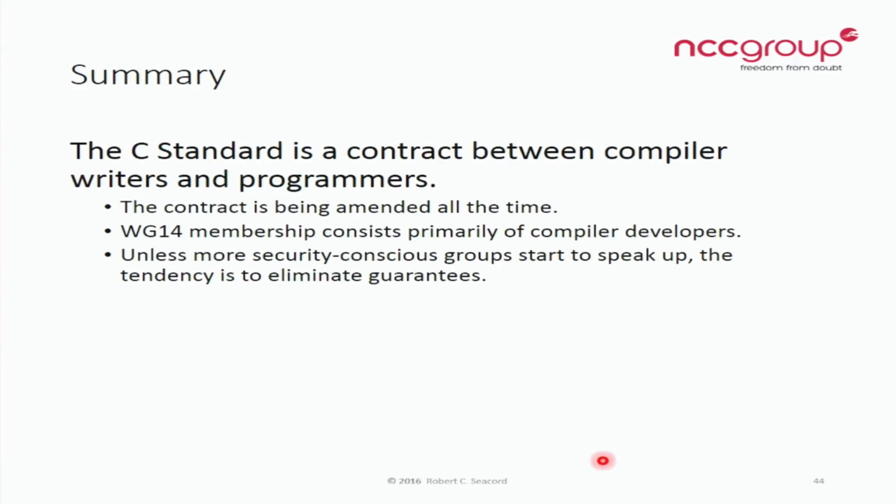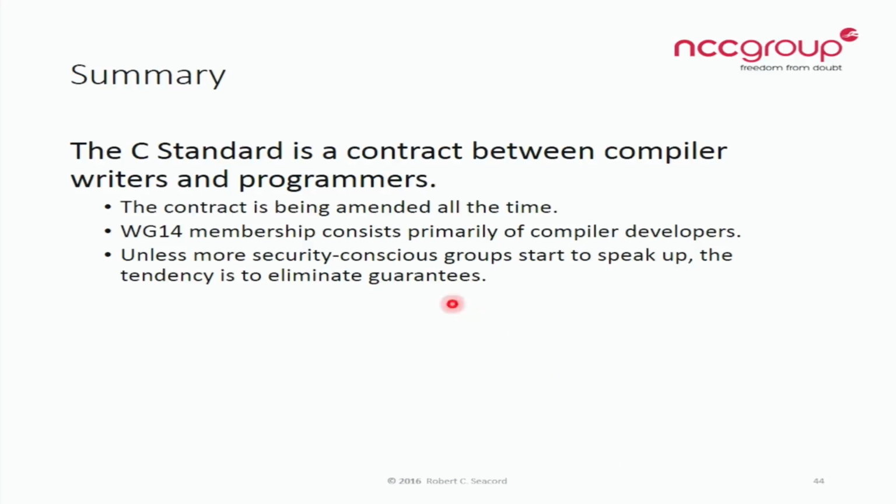So in summary, the C standard is a contract between compiler writers and programmers. The contract is constantly amended, but really only compiler writers show up to the meetings. So it's sort of like getting divorced from your spouse and saying, no, you go ahead and take care of the agreement. I trust you, that you're not going to screw me over. And that doesn't usually work.